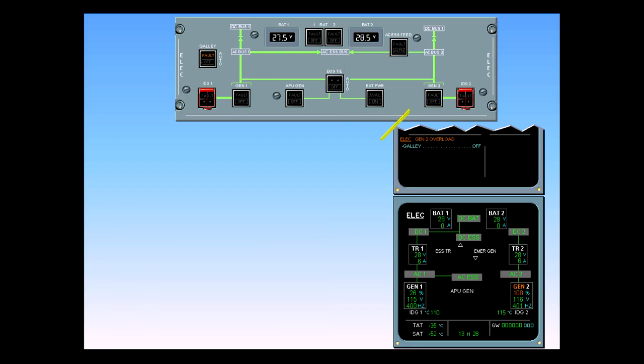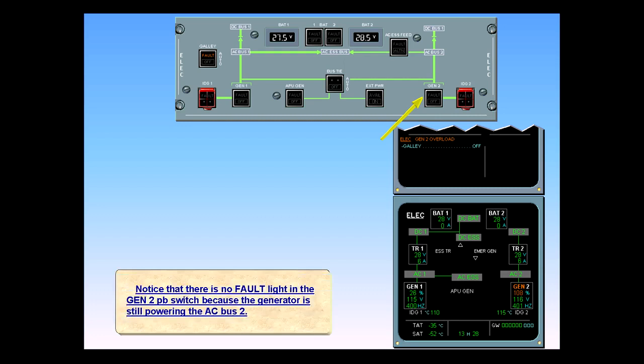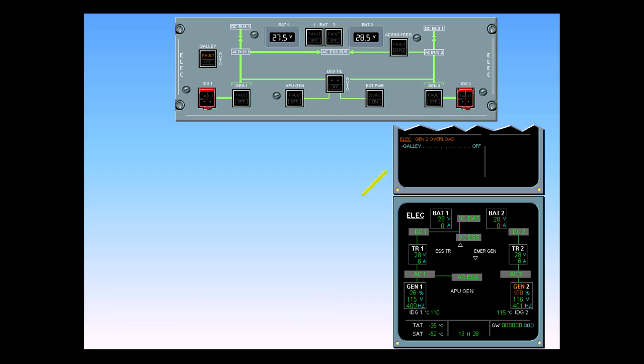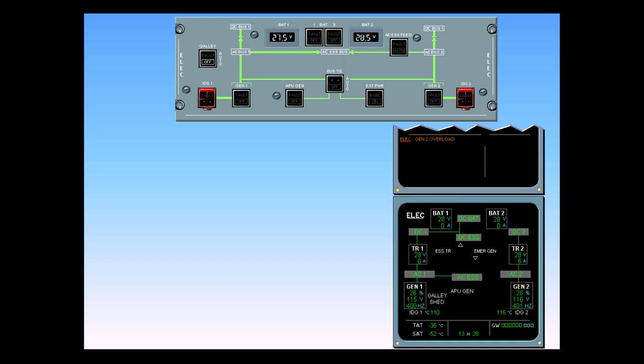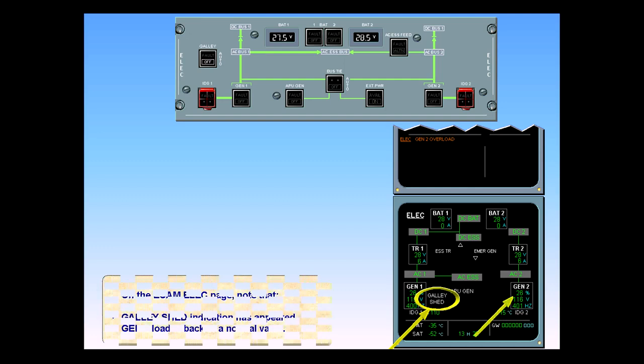Notice that there is no fault light in the generator 2 push-button switch because the generator is still powering the AC bus 2. The first ECAM action calls for the galley power to be switched off. Turn off the galley power. On the ECAM electric page, note that galley shed indication has appeared. Generator 2 load is back to a normal value.